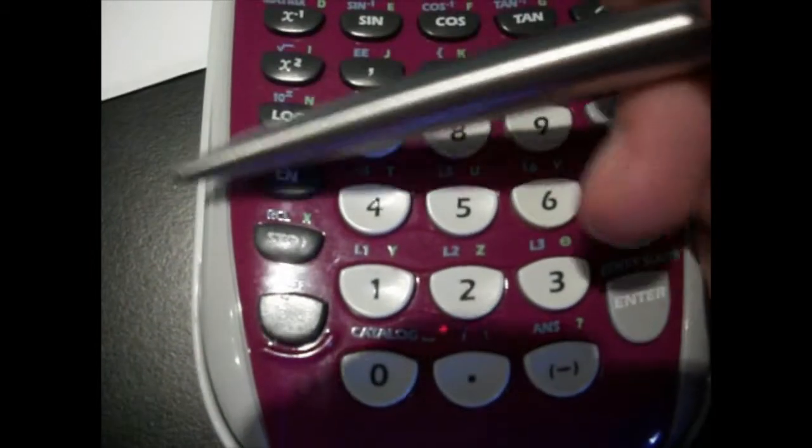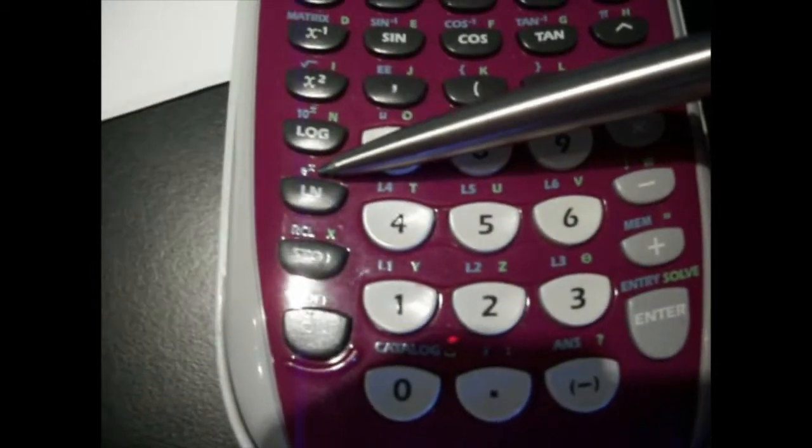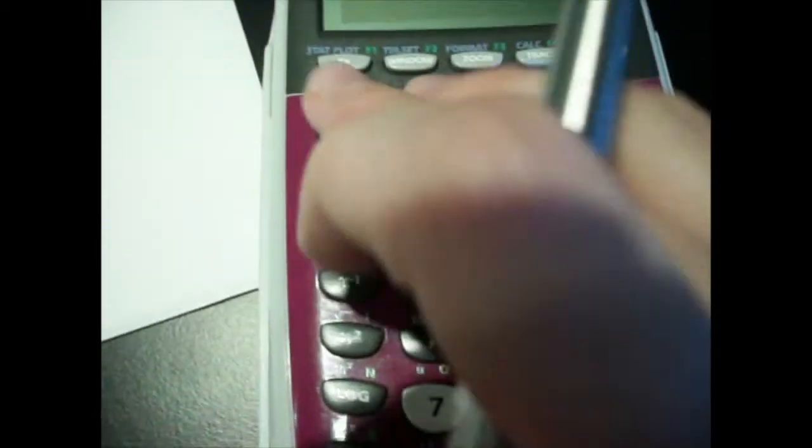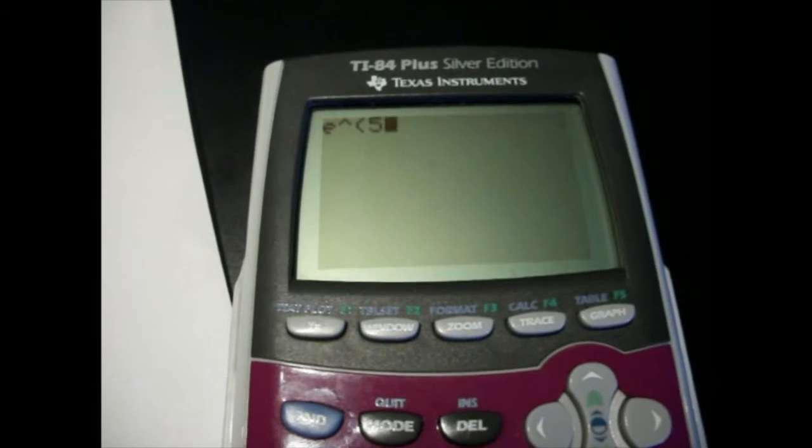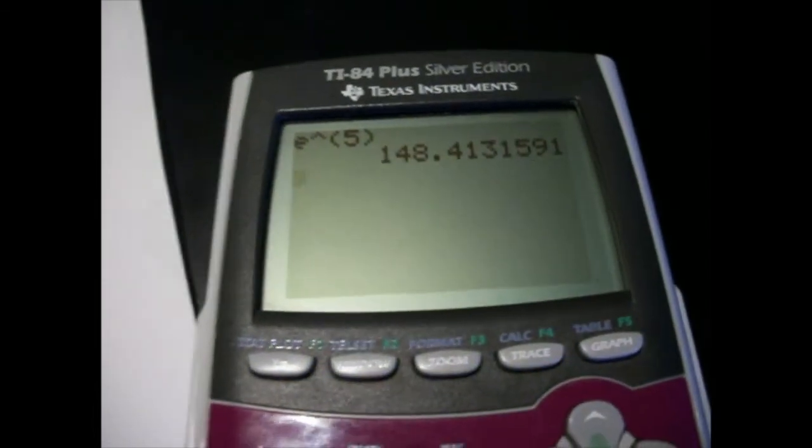There's the x. And this is a calculator problem. So right above the ln is the e. So I'm going to hit second ln, and you'll see it goes automatically to the exponent. So I'm going to hit 5, and I get 148.4.